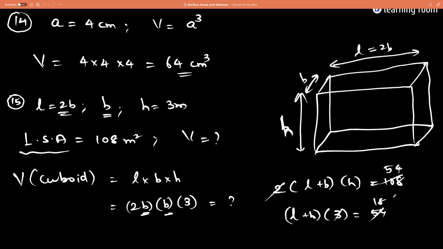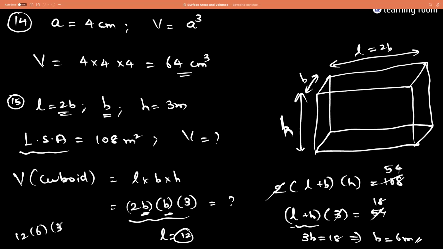So this will cancel this 18 times. We know that L plus B is equal to 18. So 3B is equal to 18, which implies B is equal to 6 meter. If B is 6, L will be equal to 12. So take this and substitute it here. 12 into 6 into 3, which is going to give us 36 into 6. That is going to be 216 meter cube. This is the volume of this particular cuboid.